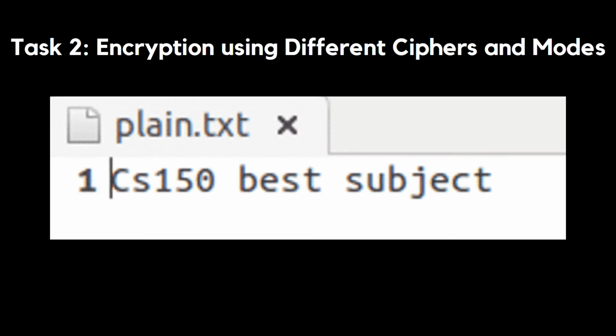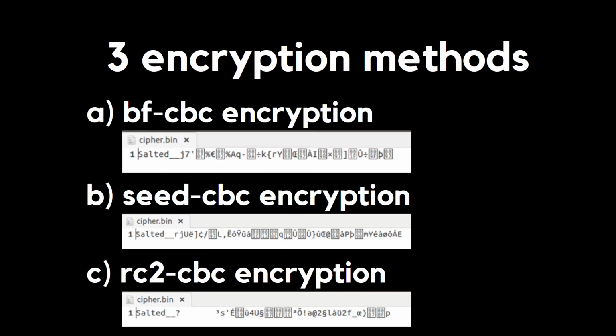So anyway, for task 2, encryption using different ciphers and modes. So this is the text that we're going to encrypt. So 3 encryption methods is the BF-CBC encryption. So that's what happened. So what you see there. Next is we did the SEED CBC encryption and the RC2 CBC encryption.